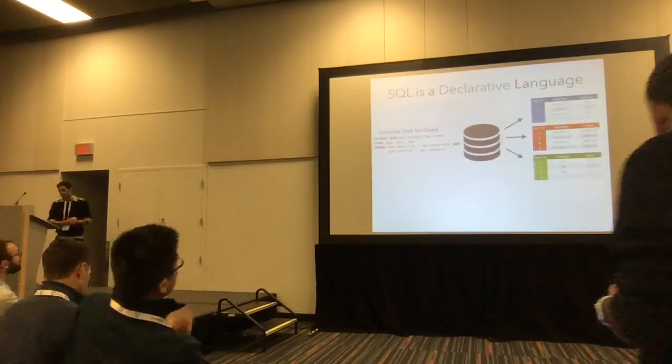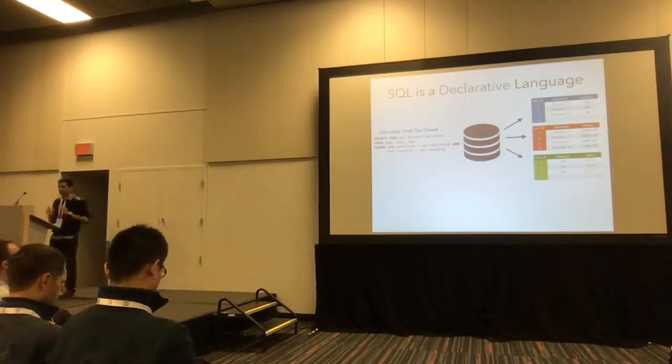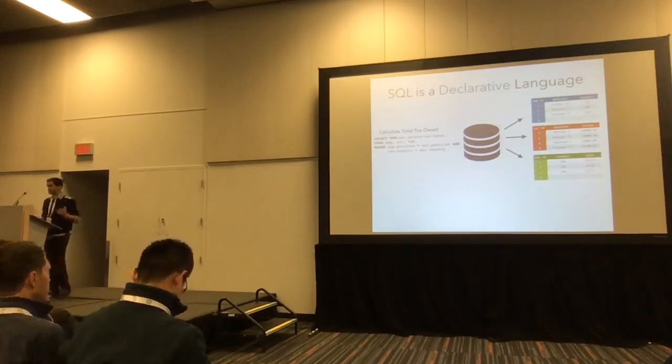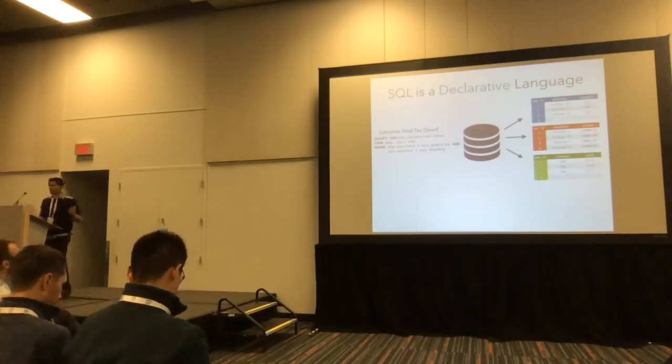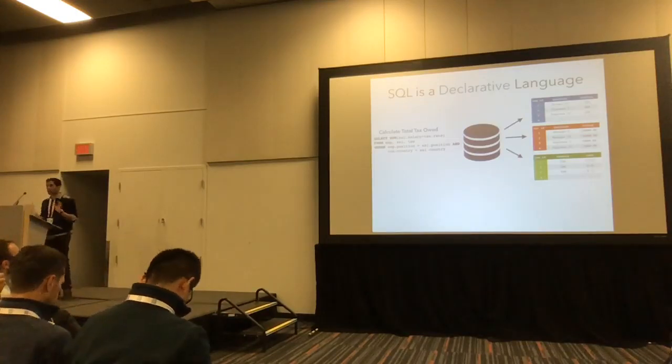So to really set the stage of this problem, here's database 101. SQL is a declarative language. That means, suppose I have a data set of employees, salaries, and tax IDs, in 3 different tables. And I want to calculate some quantity that requires integrating information across these 3 different tables, like calculate the total tax owed.